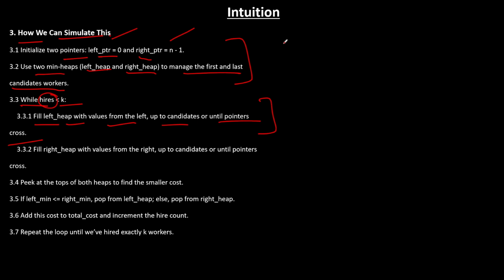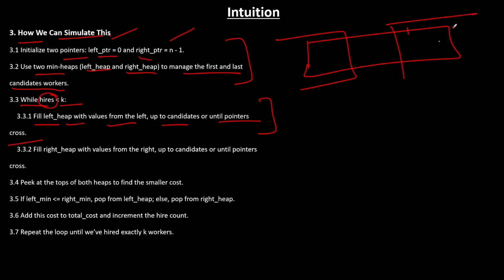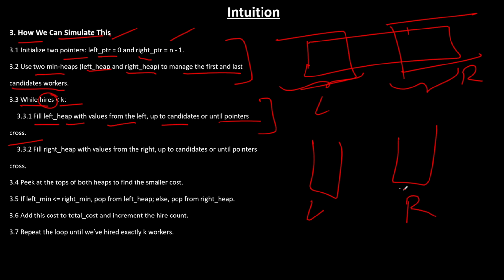Why do the pointers cross? Because suppose this is the array given to you and the candidate value is within the range. Suppose the candidate value ends here. With the left pointer starting at the front and the right pointer starting from the back, we have to push all these values into the left min heap, and all these values into the right min heap. That makes sense, so that is what is written here.